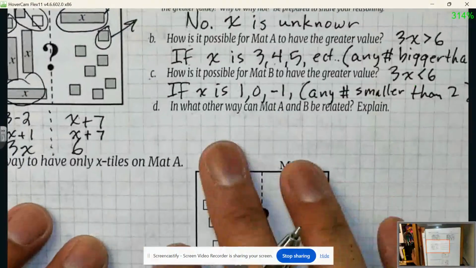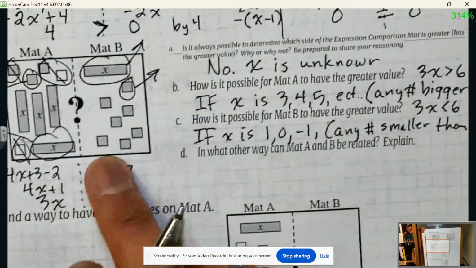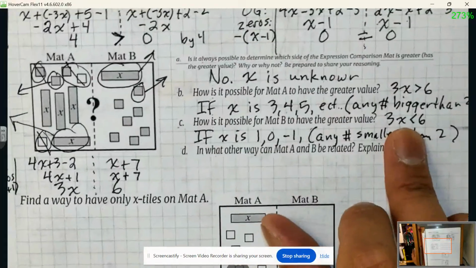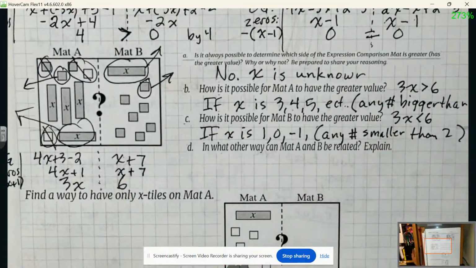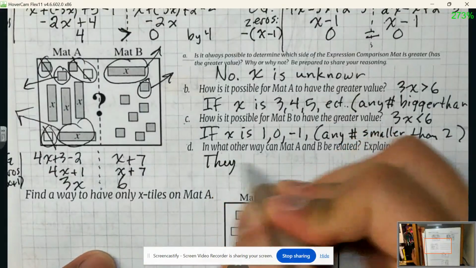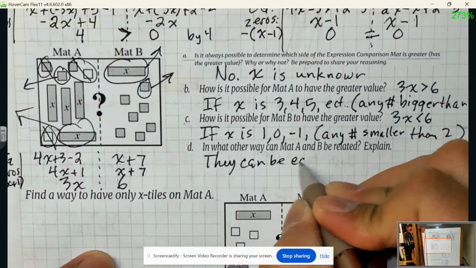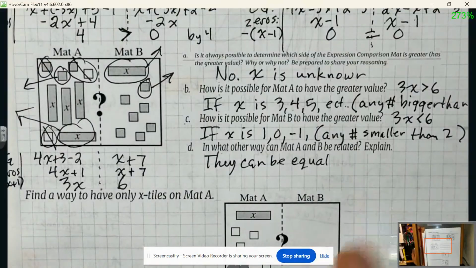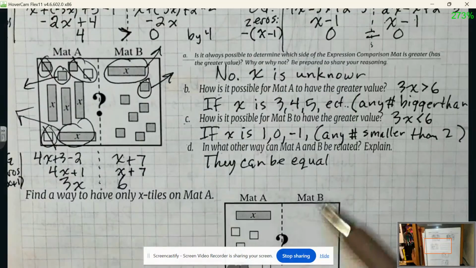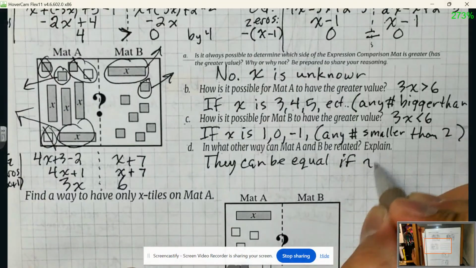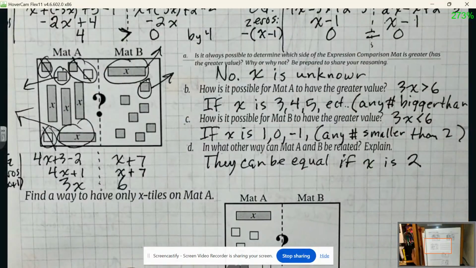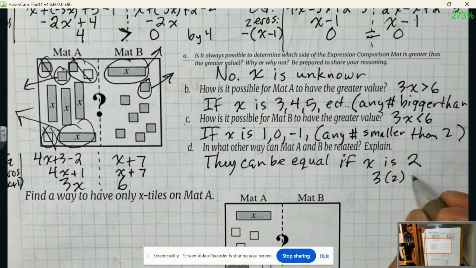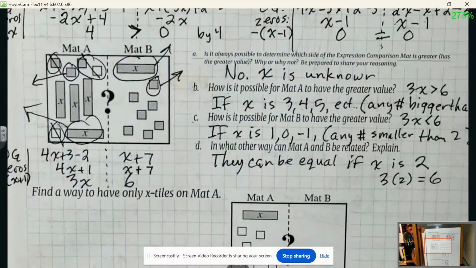All right, and the next question is, in what other way can mat A and B be related other than mat A being greater than mat B, or mat B being greater than mat A? Both of them can also be equal. Now, when would they be equal? I kind of mentioned it earlier. They would have the same value if x was equal to 2, because 3 times 2, plugging in 2 for x, is equal to 6. That would make it true.